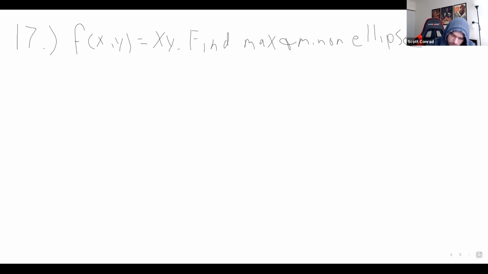Okay. So we're finding the max and min of the function xy on the ellipse x squared plus 4y squared equals 4. Okay, so this is a Lagrange problem.